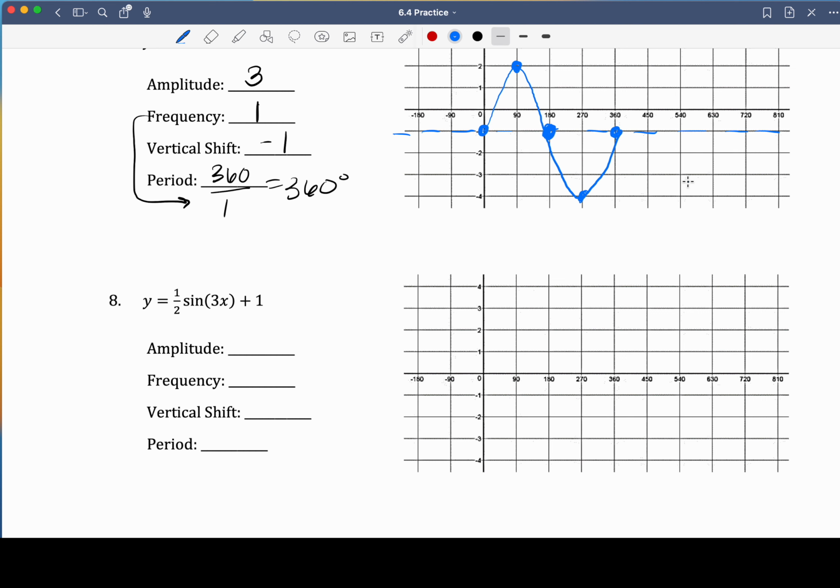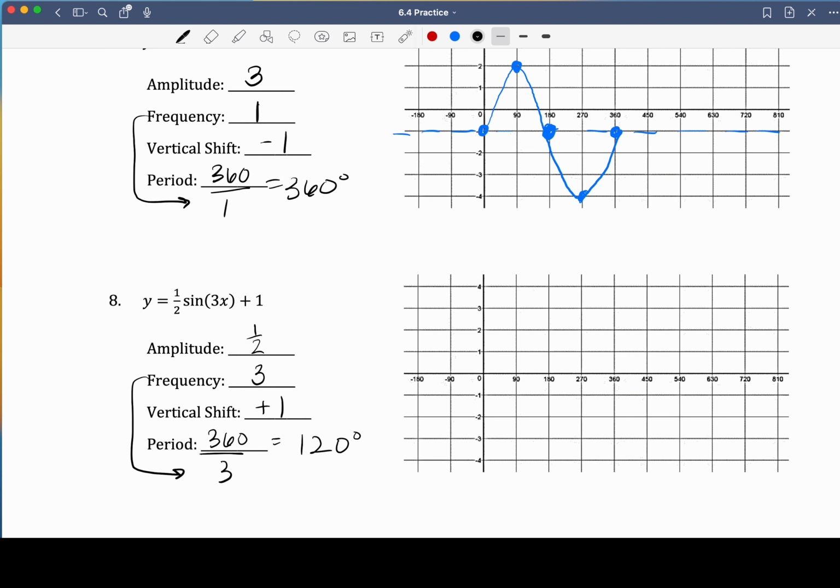All right, so whether you've paused it or you just continue to follow along, we're going to work through the whole thing again. So amplitude in this case is 1/2. Our frequency is 3. It's the number out in front of the x. Vertical shift is +1. And then our period, again, is 360 divided by our frequency, which is 3, which gives us 120 degrees. So we're really going off kilter here, and when we look at our graph based off of what it's given us, we're going to do some estimating here.